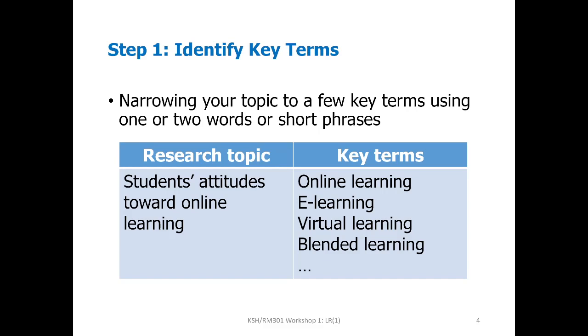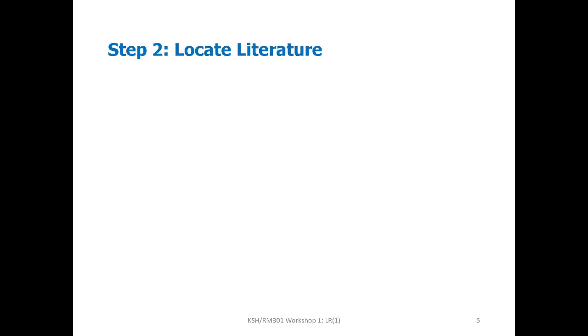And you may come up with others like synchronous online learning, asynchronous online learning, and many more. Please note that these terms and related terms will be used to look for journal articles and related documents. So all these terms are called search terms because they are used to search for related articles and documents.